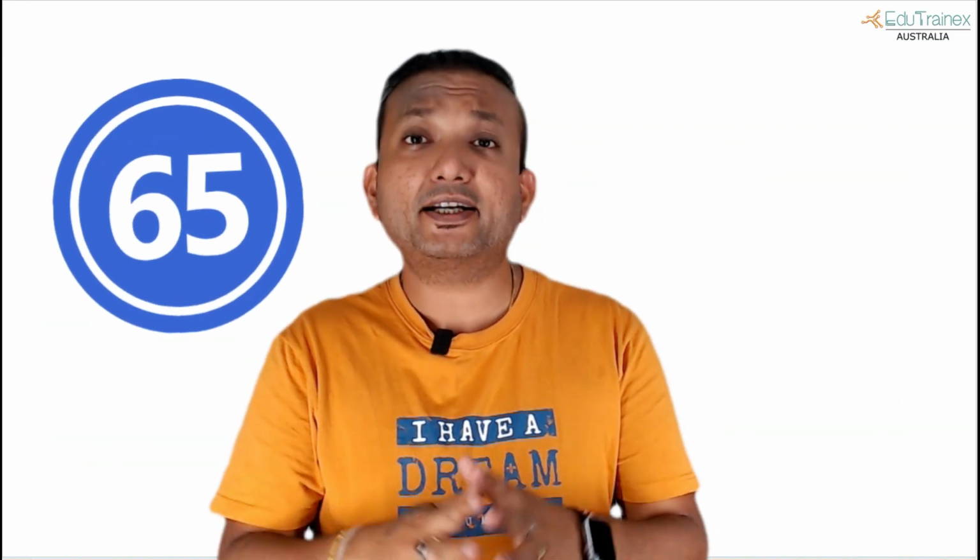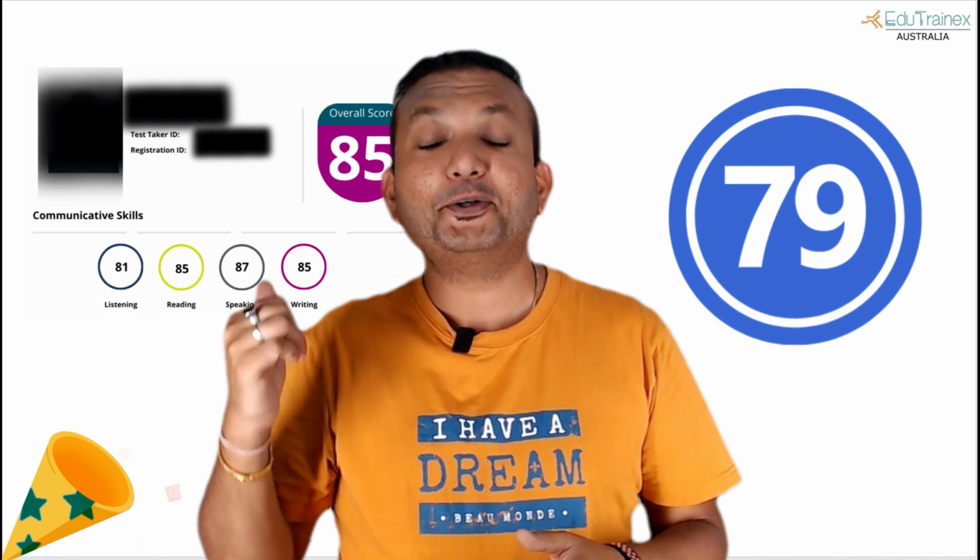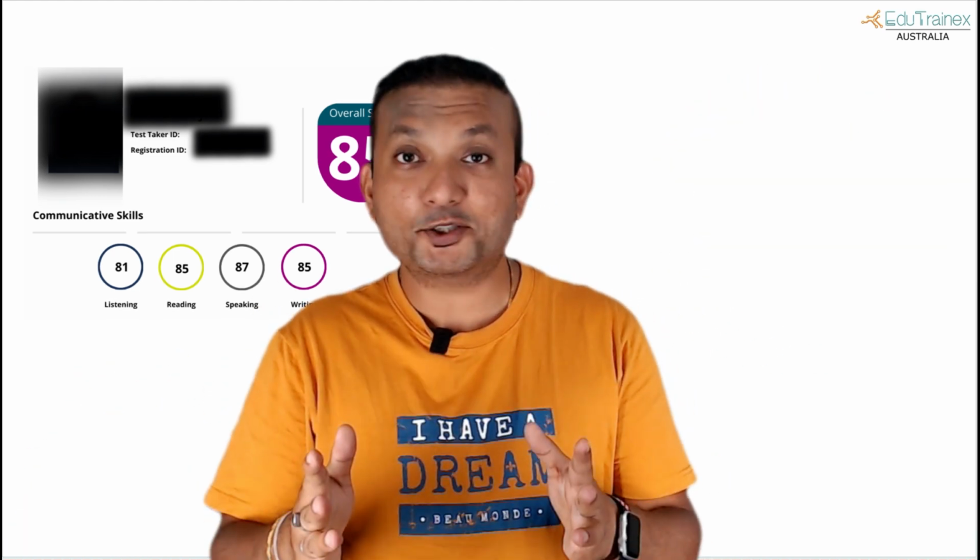There was a student from Australia who was never getting above 65 in the speaking section. Forget about 65, I'm saying below 60 she was getting. But after following these particular techniques that I'm going to share with you, her target was 65. So I said, let's start aiming higher. Maybe you can get higher, or at least you will get to your target score, which was 65. And finally, do you know how much she got? She managed to crack 79. She got an 85 score. You can see on the screen. And this is a true story.